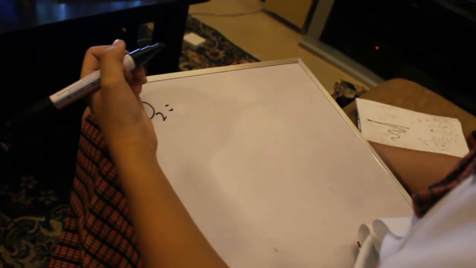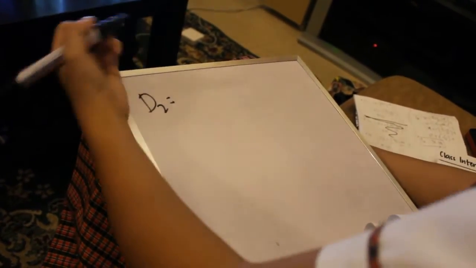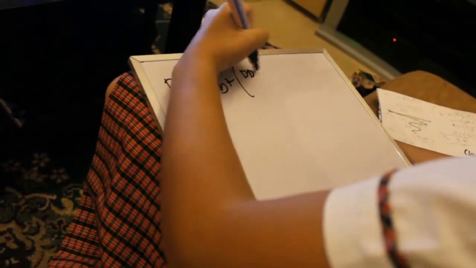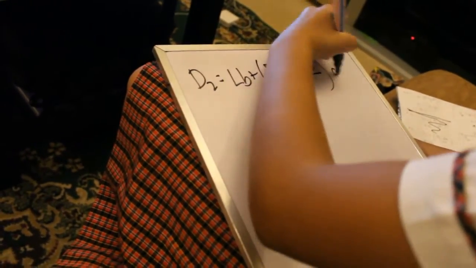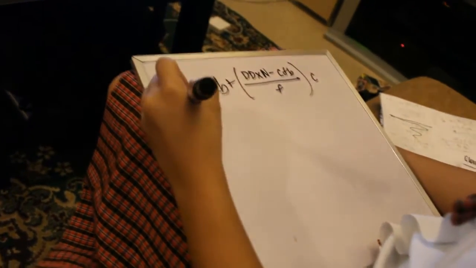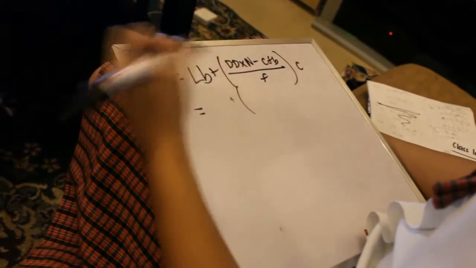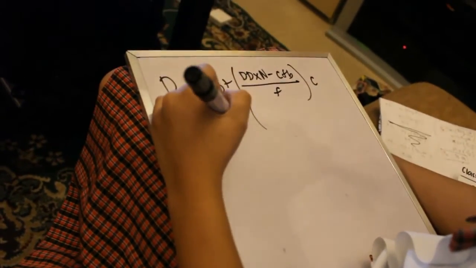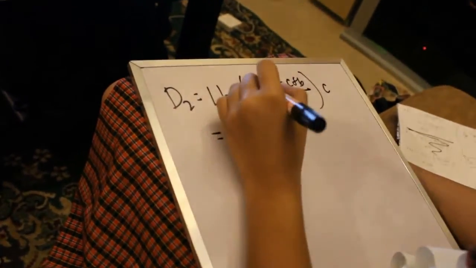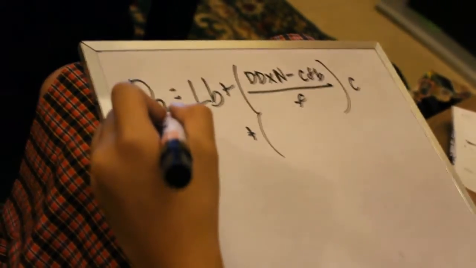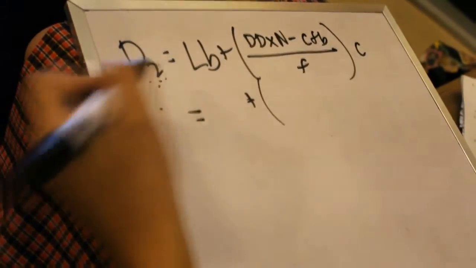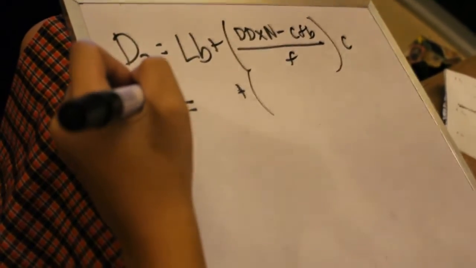So our last item is decile. The given is D sub 2. In the show that we watched, the formula for decile is LB plus quantity DD times N minus CFB over F times C. Yes, you're getting it. It's very basic. To get the lower boundary, we need to determine DD times N. To get DD times N, we look at the given and divide 2 by 10. So 2 divided by 10 is 0.2.